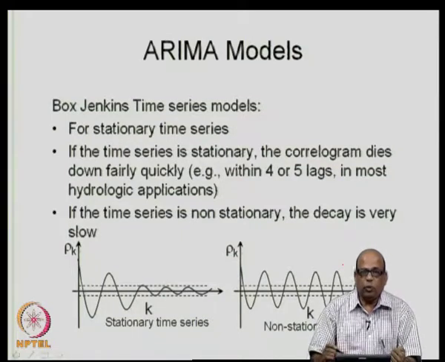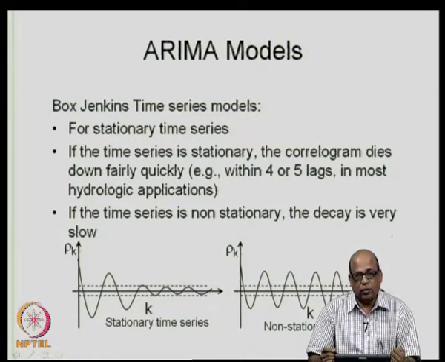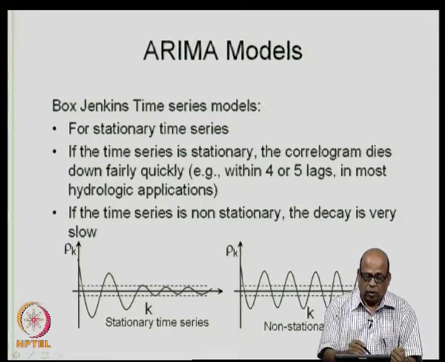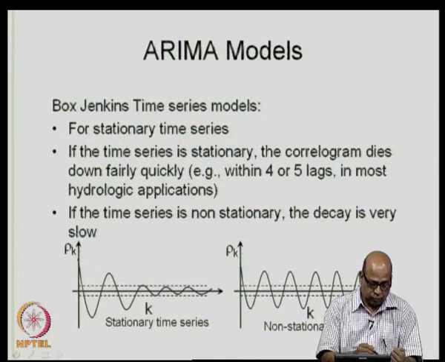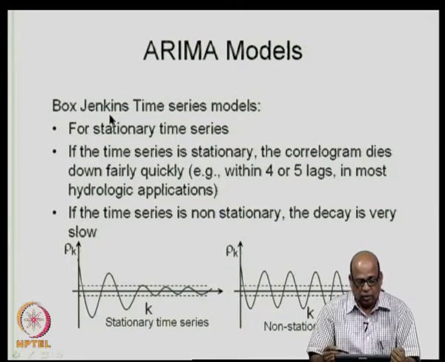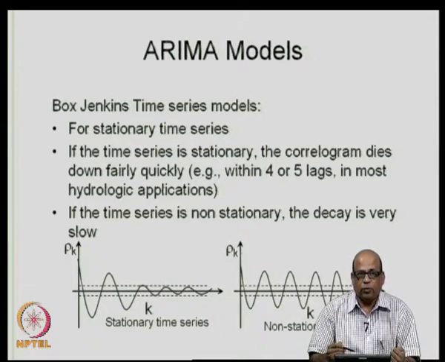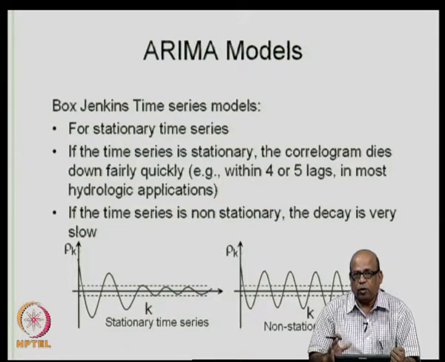The specific models that we will now be discussing, as I just mentioned, are called the ARIMA models, autoregressive moving average models. These are called the Box-Jenkins type of time series models. They are written for stationary time series. So, the models that I will be discussing are only for stationary time series.